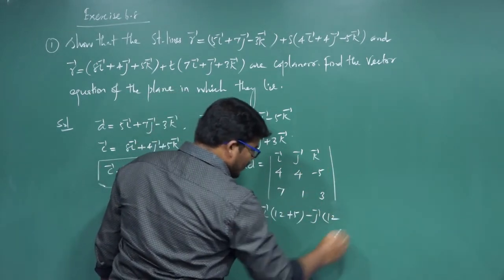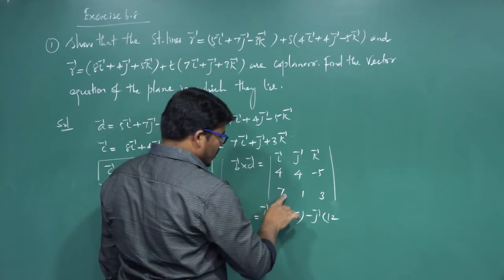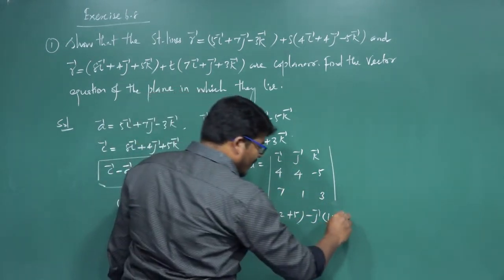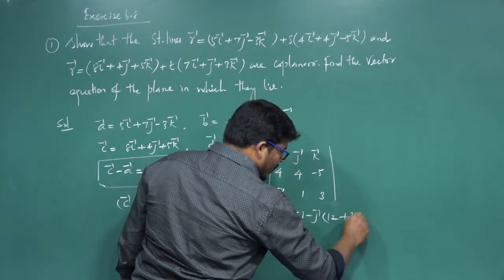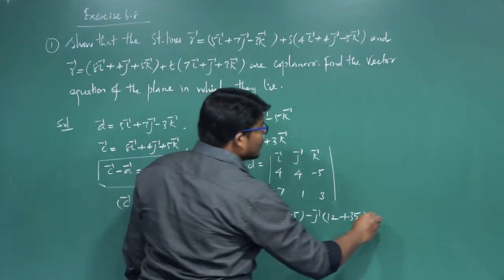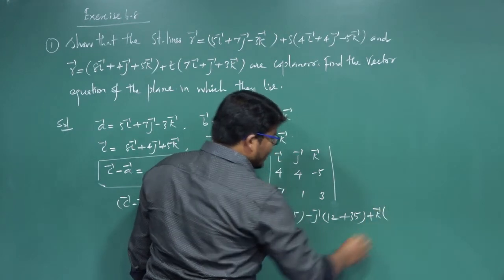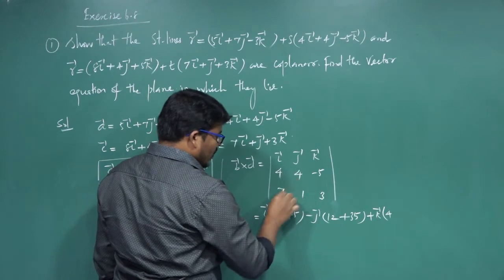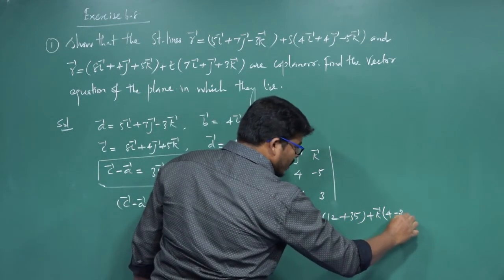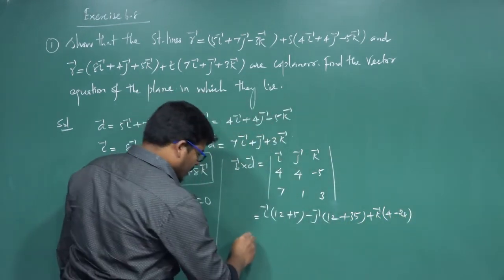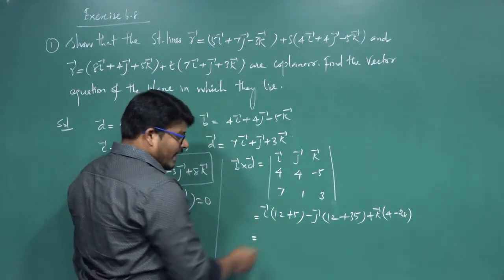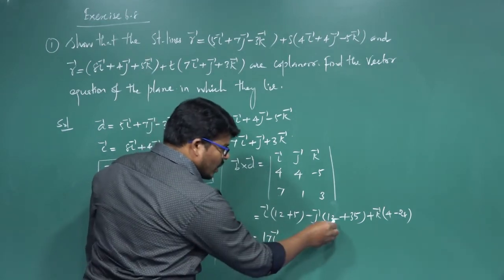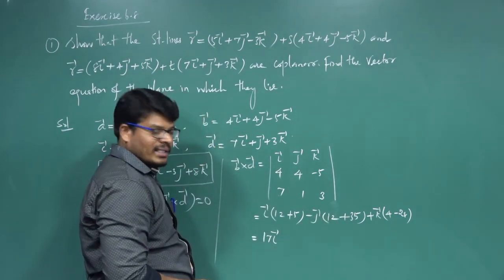4 times 3 is 12. Next, 7 into minus 5, minus 35. The formula is minus, so plus 35. Plus k vector into, 4 times 1 is 4. Next, 7 times 4 is 28, minus 28. This is equal to 12 plus 5, 17, 17 i vector. Next, 12 plus 35, 47.